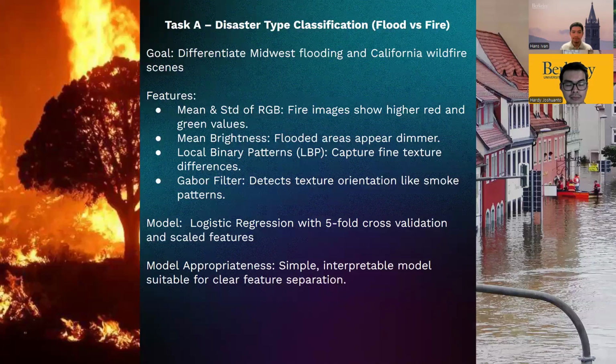For task A, our goal was to classify whether an image shows flooding or wildfire damage. We use basic image features like the mean and standard deviation of the RGB values, mean brightness, local binary patterns or LBP, and Gabor filters. Our model is a logistic regression with five-fold cross-validation and scaled features. Model appropriateness: simple, interpretable models suitable for clear feature separation.